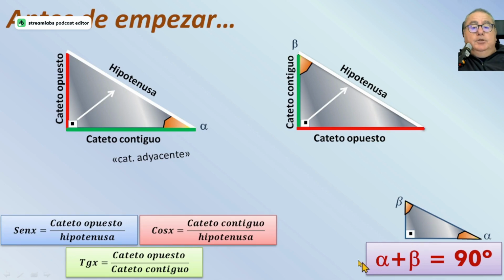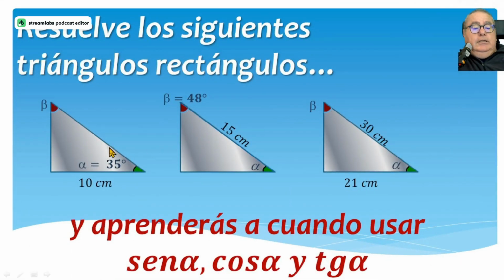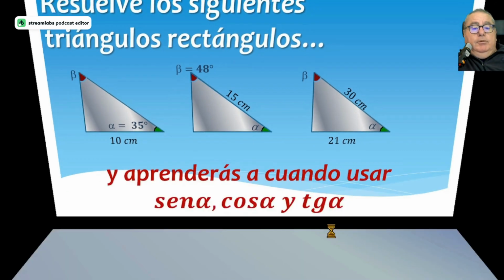Well, taking all that into account, we can now start doing the exercises. We are going to start with the three theoretical ones, as you have seen in these three triangles, because they give us a series of clues and ask us to calculate the other elements, both sides and angles. This is where you are really going to learn when to use the sine formula, when to use the cosine formula, and when to use the tangent formula. Let's start with the first of the exercises.